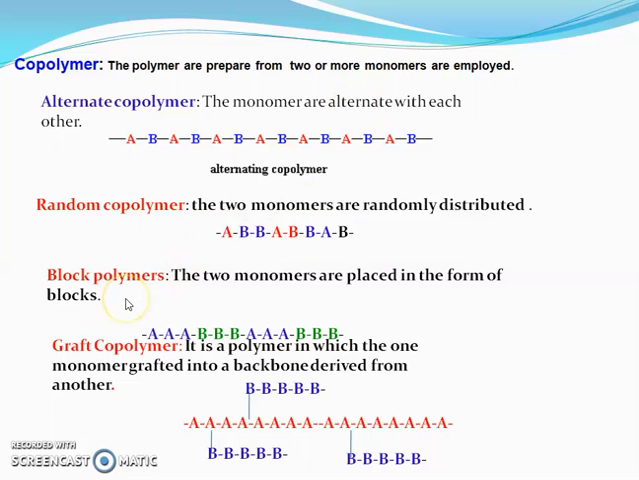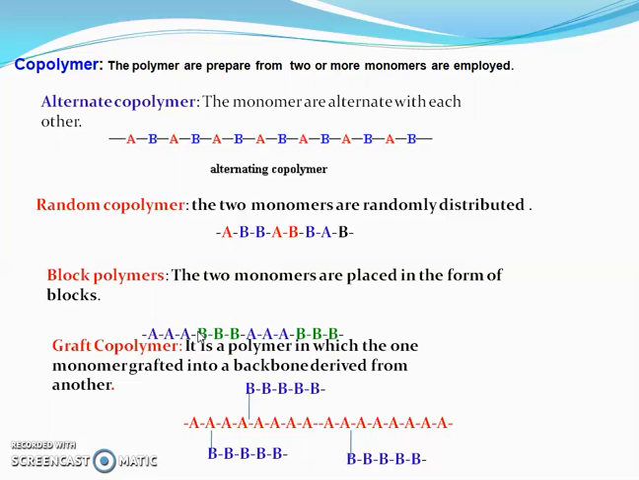Next we have the block copolymers. The two monomers are placed in the form of various blocks. This is called a block copolymer. The diagram shows this clearly: a block of similar A monomers, then a block of similar B monomers, then A monomers, and B monomers again. These blocks are joined together, which is called a block polymer.